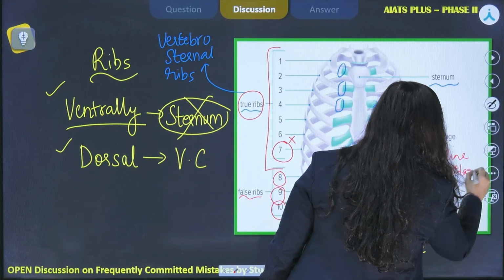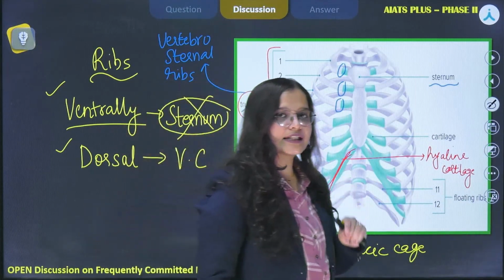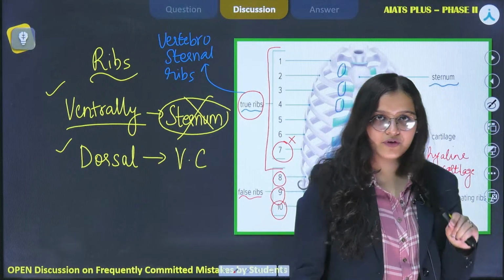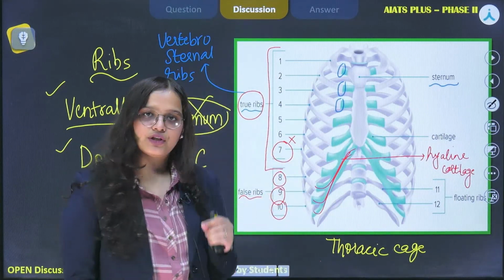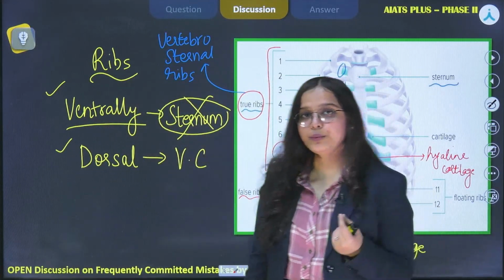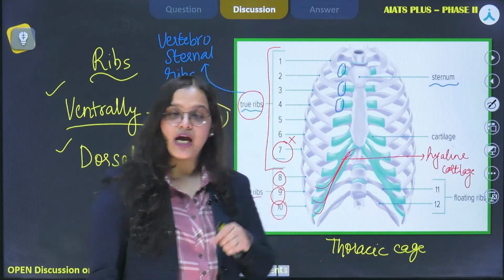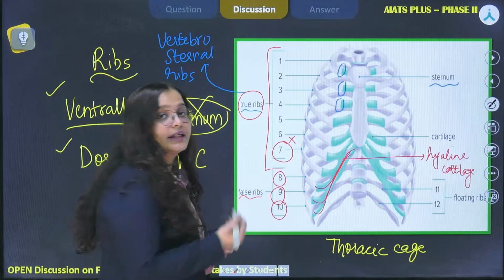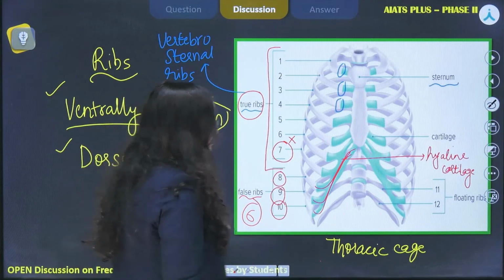So we are classifying the different types of ribs on the basis of the type of attachment that they show. Based on these, questions are often asked: how many false ribs do we have? The answer is that we have 3 pairs, which is 6 false ribs.